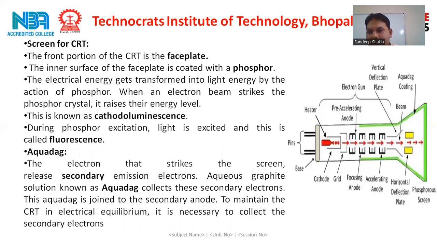Next part of this CRT is the aquadag. The electrons that strike the screen release secondary emission electrons. An aqueous graphite solution known as aquadag collects these secondary electrons, and the aquadag is joined to the secondary anode to maintain the CRT in electrical equilibrium. It is necessary to collect the secondary electrons.